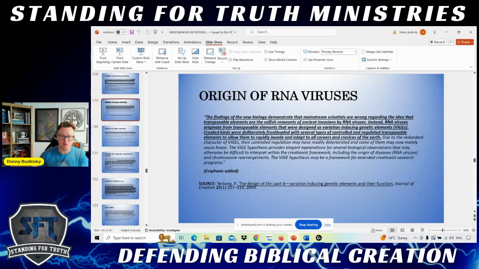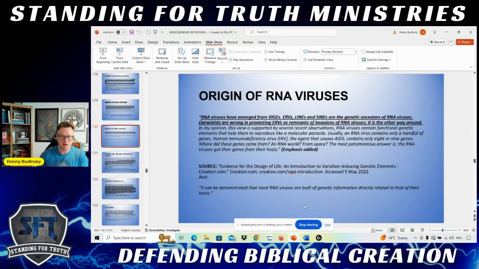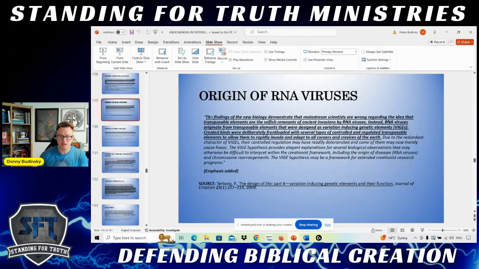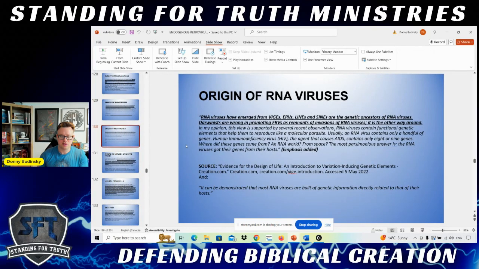So this is going back a little while ago, but Pierre Torberg, he says RNA viruses have emerged from, so he calls them variation inducing genetic elements. Is VIGE the best term for it? Well, I like created units of DNA function because there's many functional roles. One of them is inducing variation.